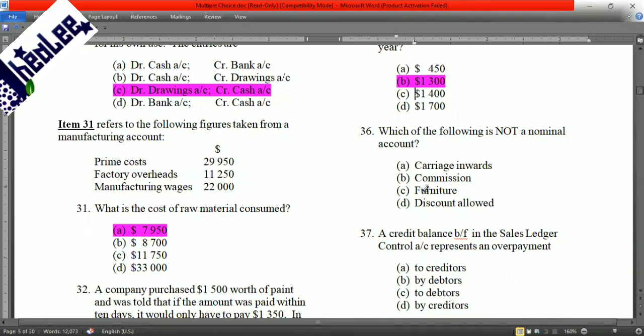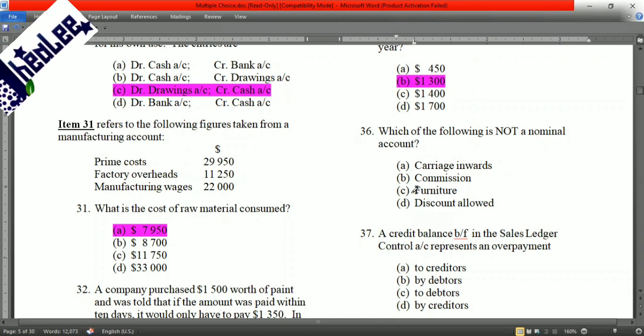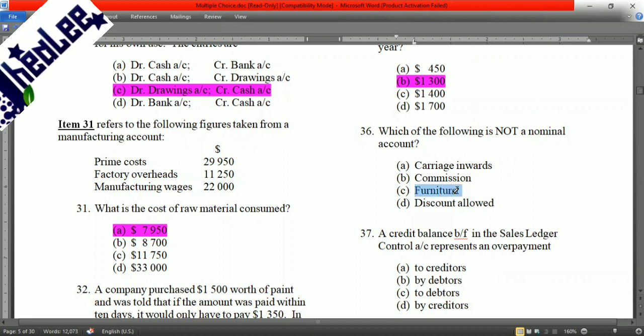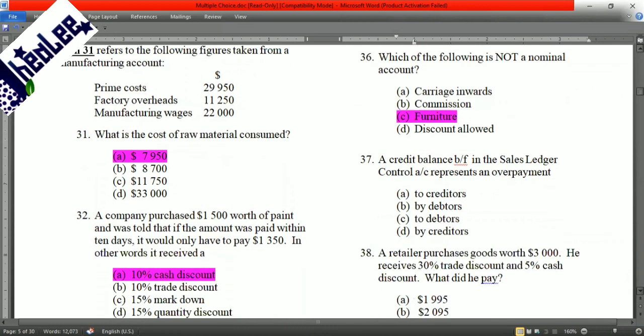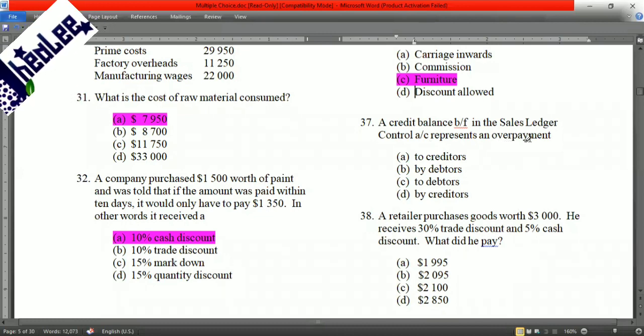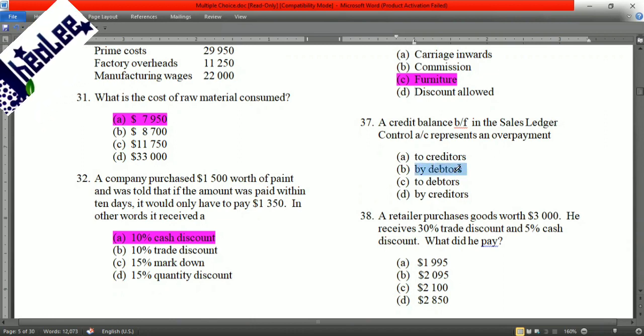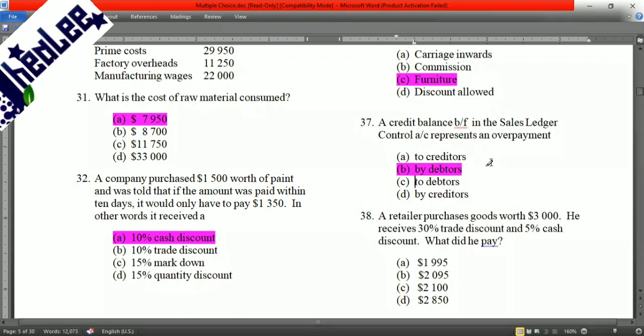Commission, the same. Furniture is an asset. Discount allowed is a nominal account because it is an expense. So therefore, our response there is C. And furniture there is a real account. Number 37, a credit balance brought forward in the sales ledger control account represents an overpayment by. The information that we put in the sales ledger control relates to our debtors. So therefore, B is our response. So that represents an overpayment by debtors.